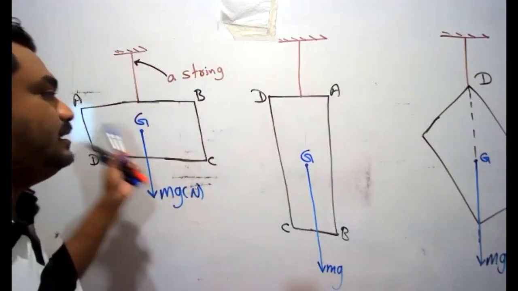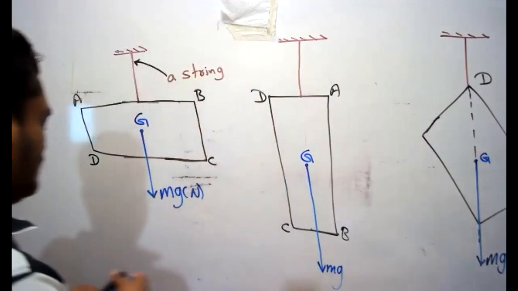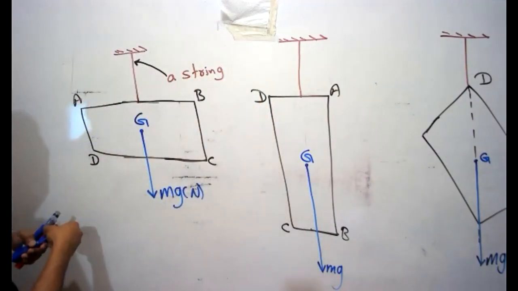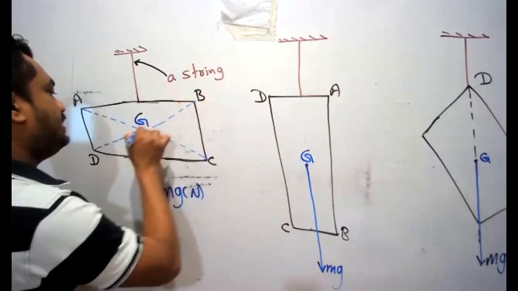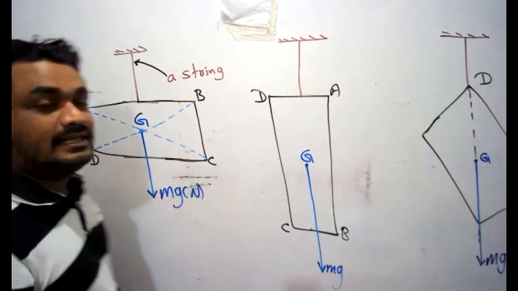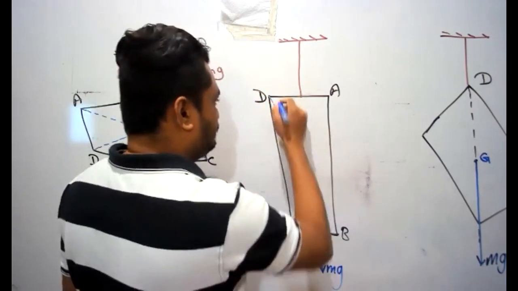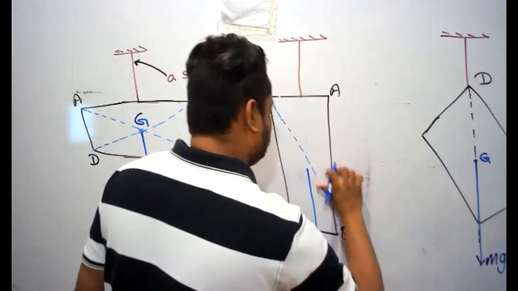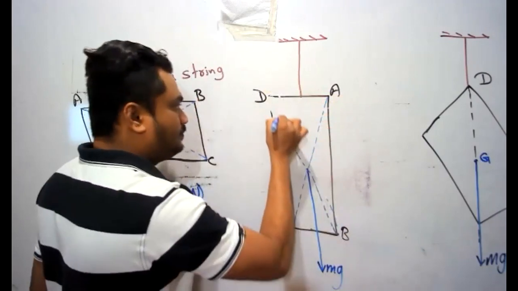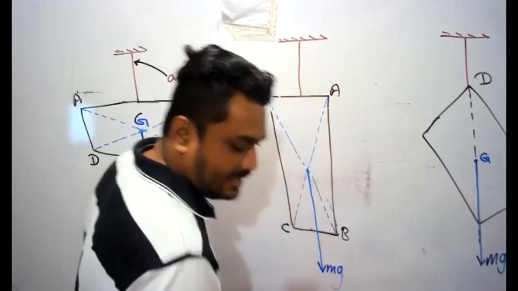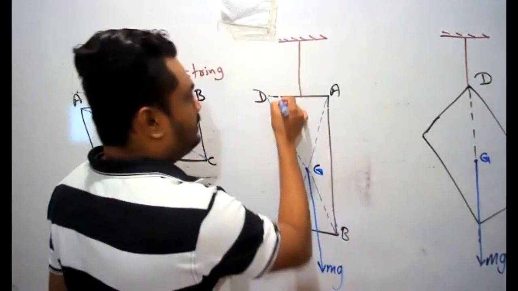The easiest way to find the center of gravity of a rectangular object is to just join these points like this. Right? So they meet at the center of gravity. That is the easiest method to find the center of gravity. Join them, right? If you join them, these lines will meet at the center of gravity.